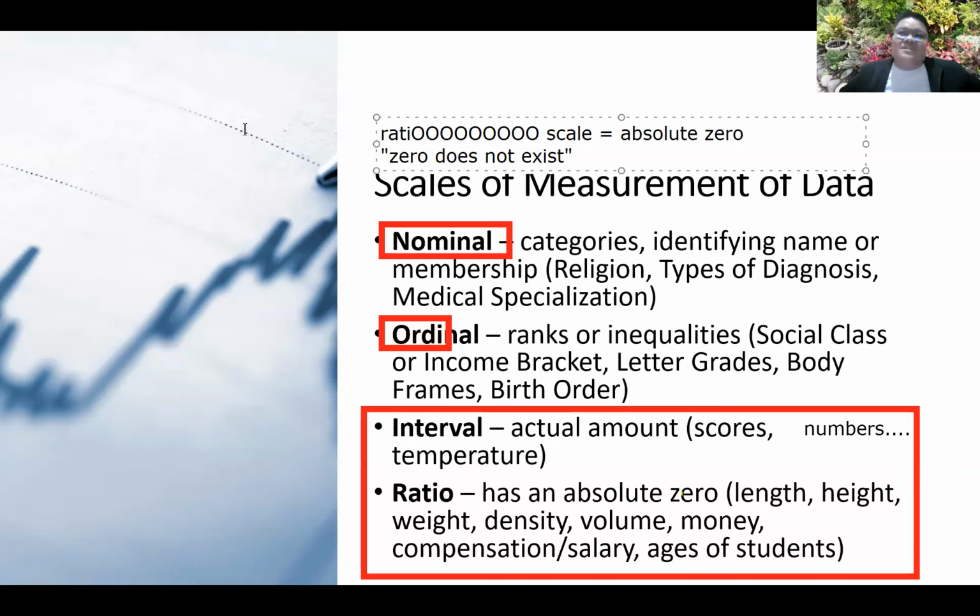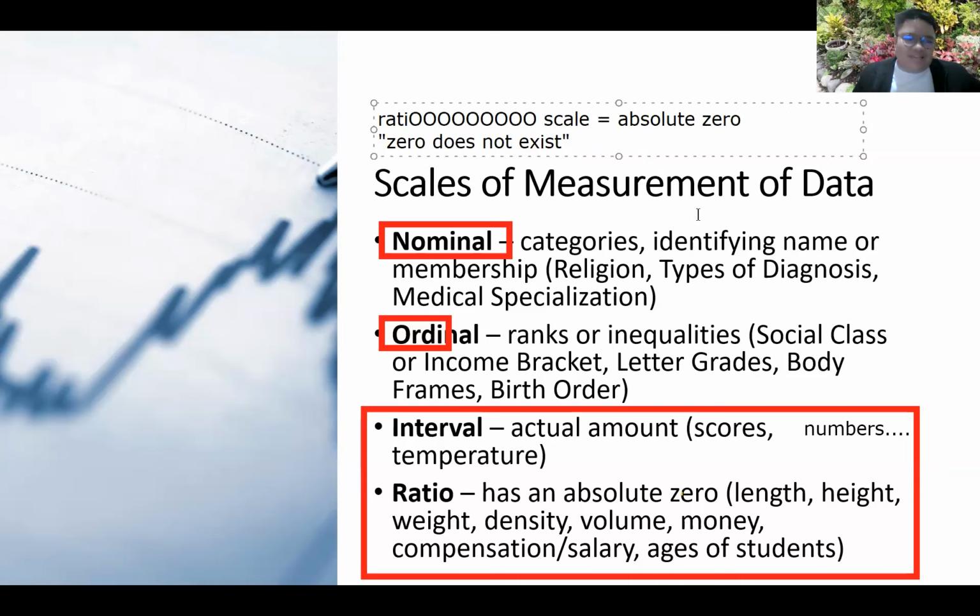Okay? Or I will say, the age of my student is 0 days. May tao ba na 0 days yung age? Wala. Okay? Wala. So class, it means it's on the ratio scale. It means 0 does not exist. Eh sir, kailan ba naman yung nag-i-exist yung 0?